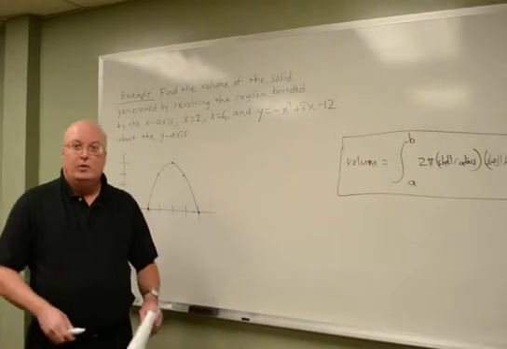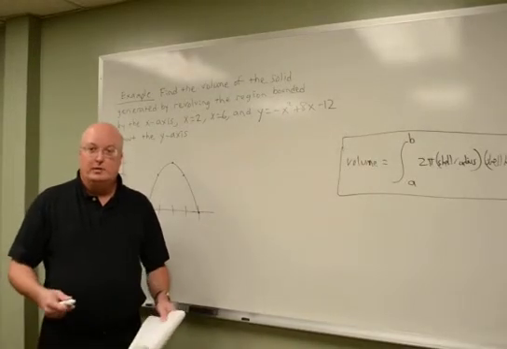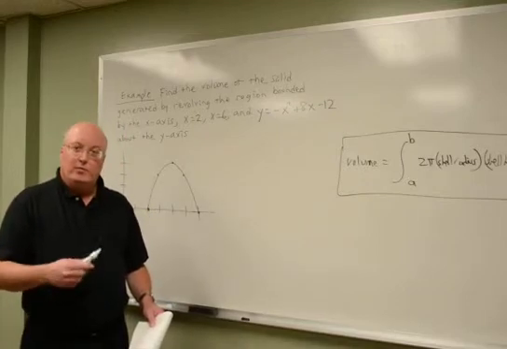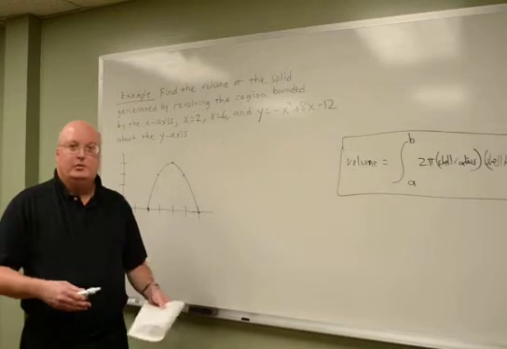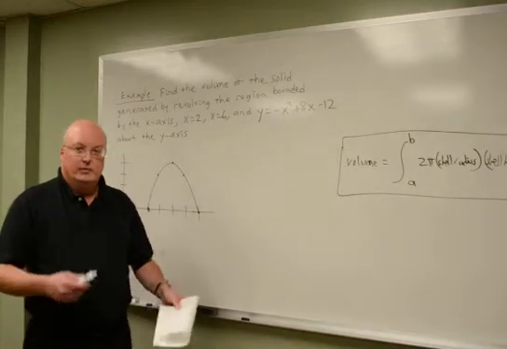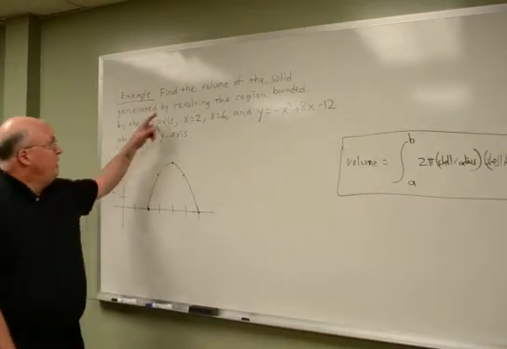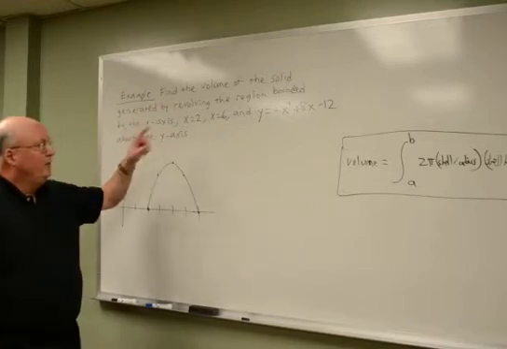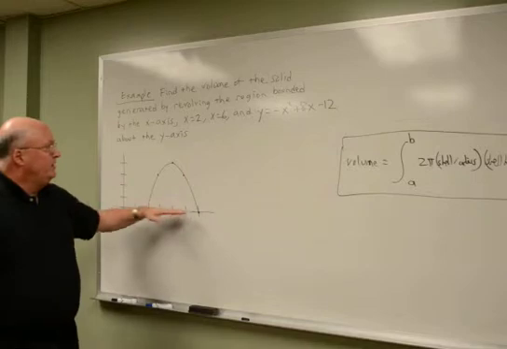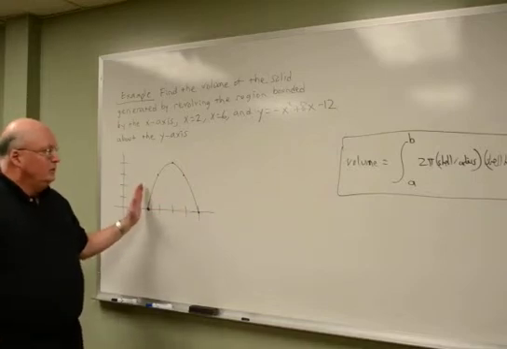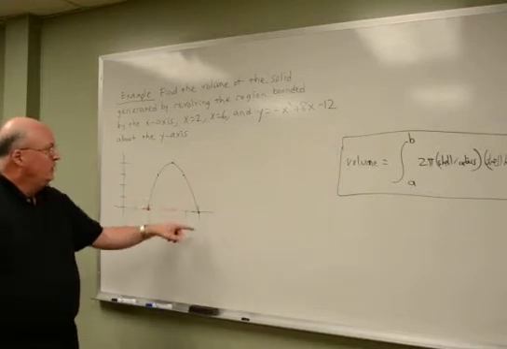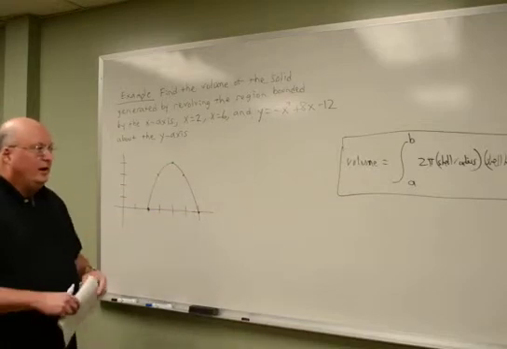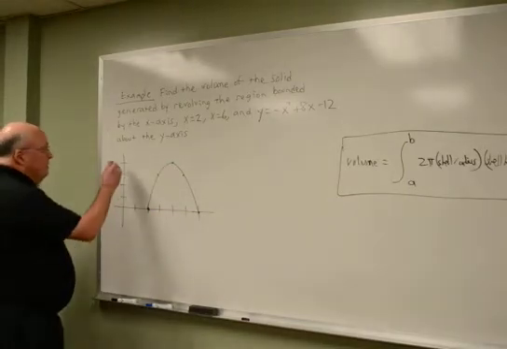In this video, we'll look at another example of using the shell method, only this time we'll skip all of the explanation of the formula and we'll just go right to using the formula for the shell method. So here we have an example where we wish to find the volume of the solid generated by revolving the region bounded by the x-axis, x equals 2, x equals 6, and y equals minus x squared plus 8x minus 12 about the x-axis, or sorry, the y-axis.